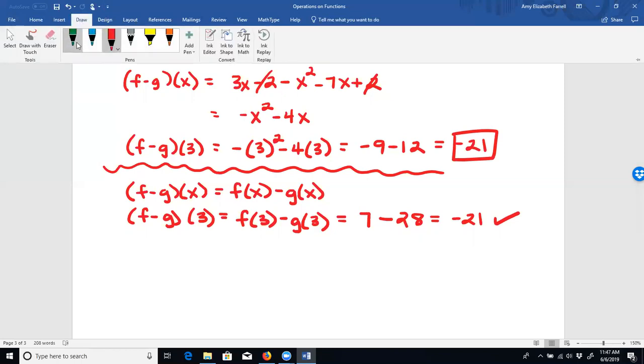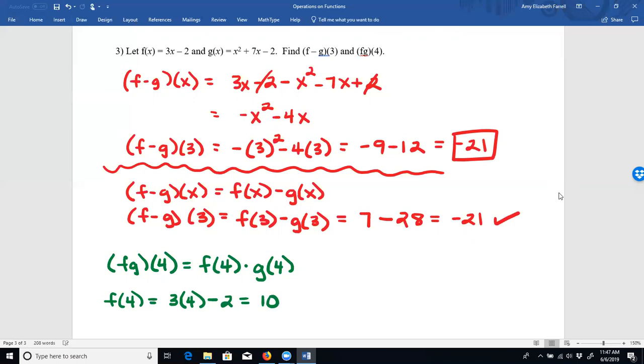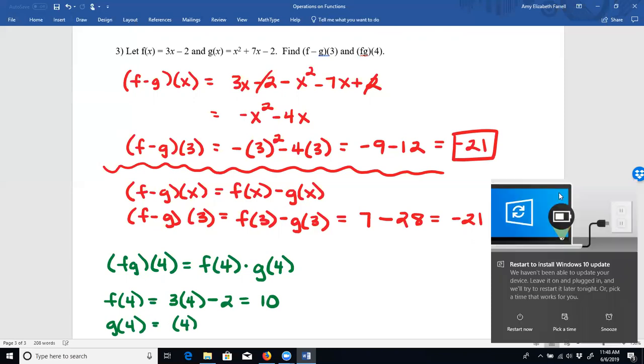I'm going to use that second method for f times g of 4, especially because I don't want to multiply a binomial and a trinomial again. So f times g of 4 is just f of 4 times g of 4. So let me show more work this time because I kind of did it fast above. So f of 4 would just be plugging 4 into the function f for x, and I get 10. G of 4 will be plugging 4 into the function g for x.